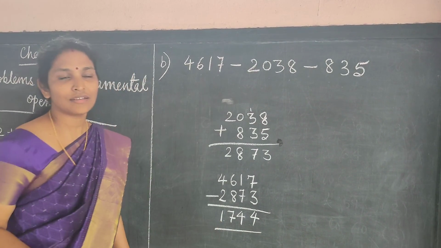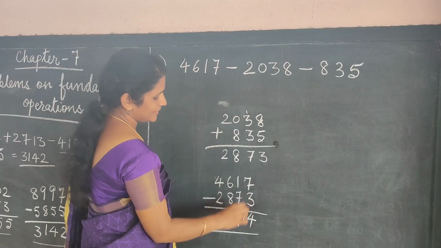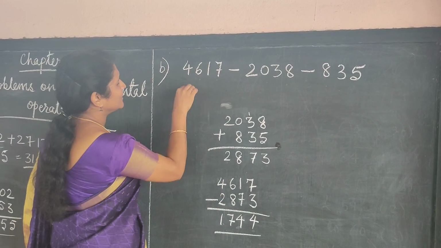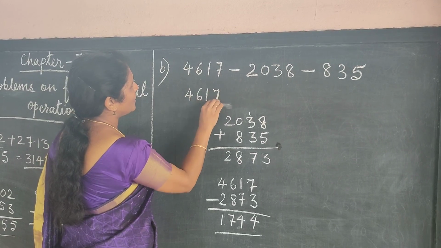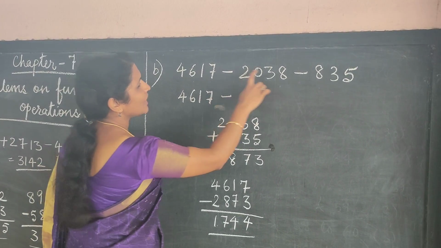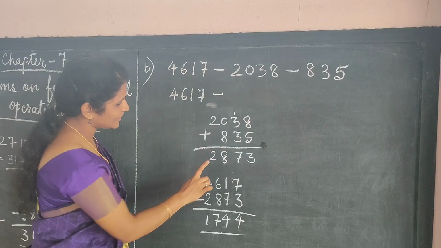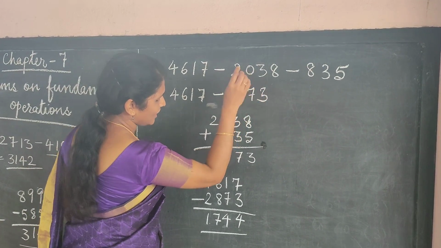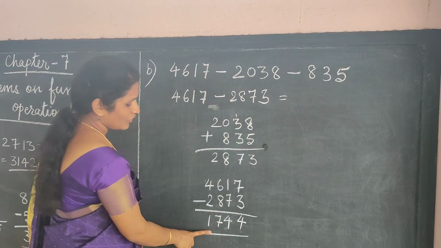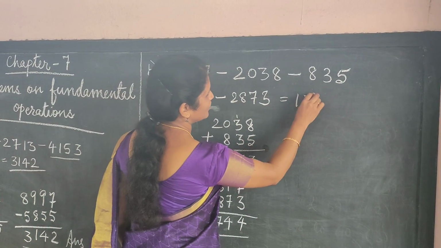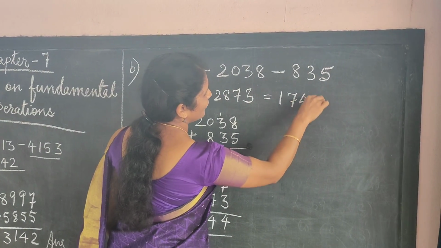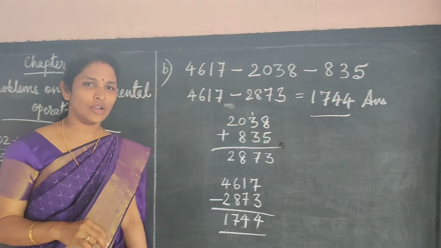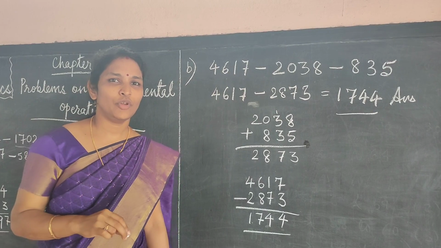We got the answer 1744. You can write here the plus sign number minus sum of minus sign numbers 2873 is equal to final answer 1744. These kind of exercises we have learned in class 3 also. Hope you all understood.